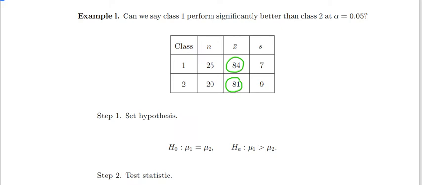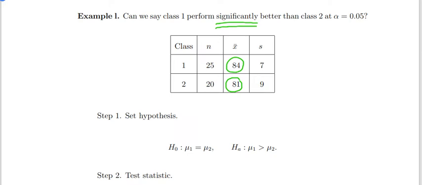Based on this average, the question is whether this evidence is strong enough, or can we say class 1 performs significantly better than class 2? The performance of class 1 is better than the performance of class 2 at this level. So here, significance, or significant, is the keyword. We have evidence.